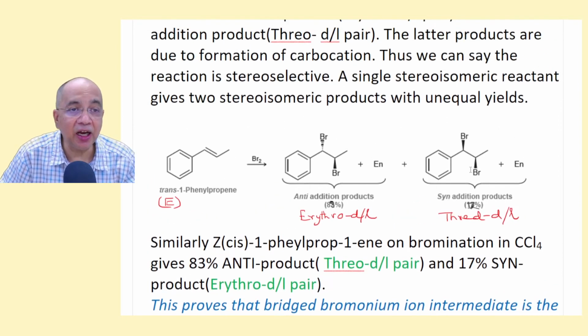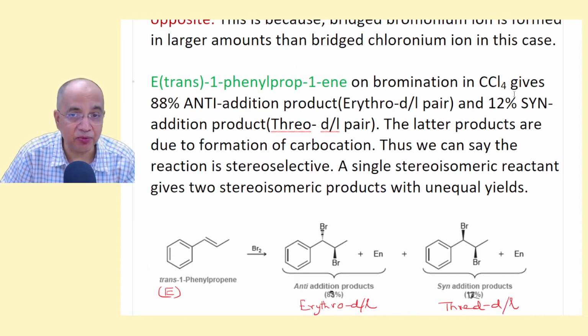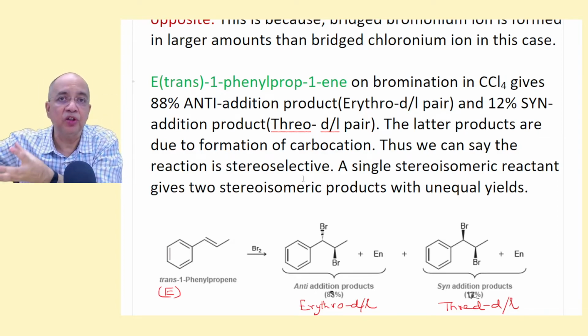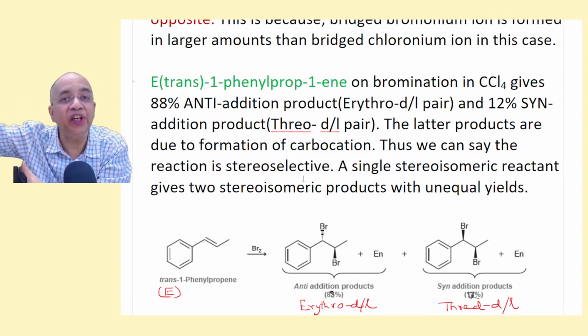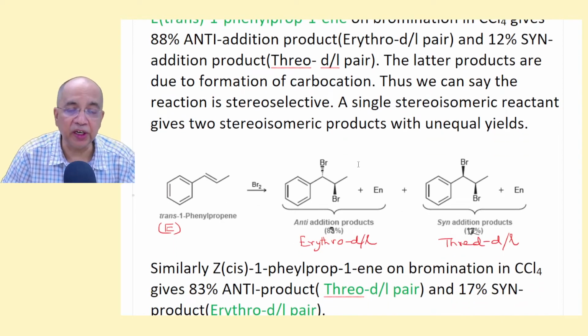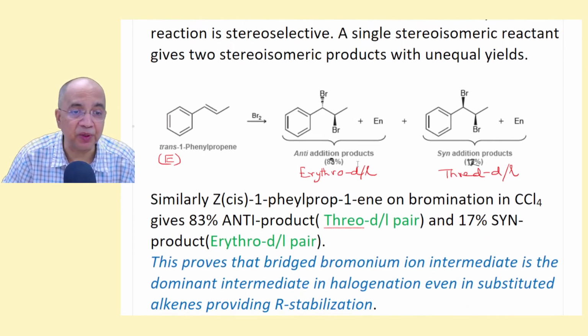So I have written it here. In carbon tetrachloride, 88% anti product, the erythro DL pair, and 12% syn product, the threo DL pair. The latter products are due to formation of the carbocation intimate ion pair. Thus, we can say the reaction is stereoselective. Selective means a particular stereoisomeric reactant will give a mixture of stereoisomers in which one dominates over the other. So the erythro pair dominates over the threo, so we can call it stereoselective, not stereospecific.